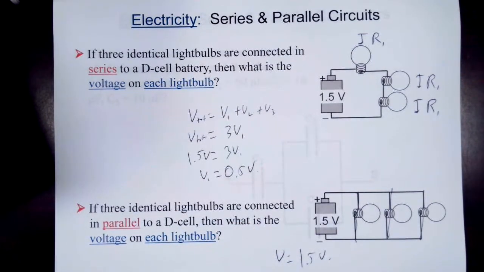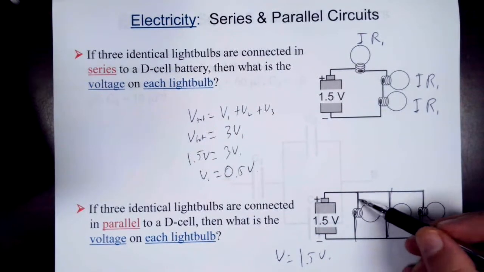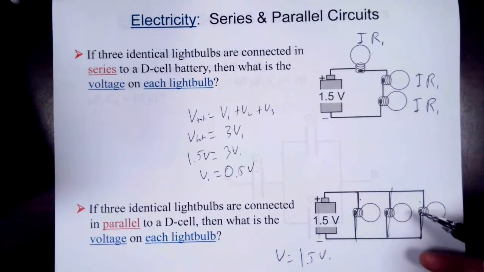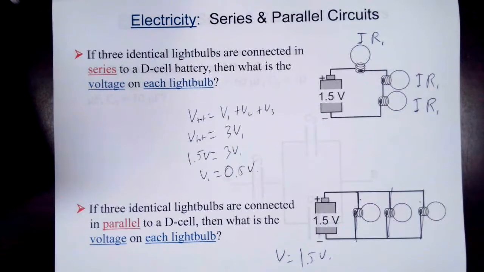That's because when you have resistors or light bulbs in parallel, the voltage across them all is the same. Since that's the only thing in the circuit, the voltage drop has to be 1.5 volts across the parallel. Now, if we asked you about current, then because the resistance is the same, a third of the current would go through each of these individual light bulbs. If the resistances were different, it would be more complex. But the point is, the voltage is all the same in parallel, and the currents are different.